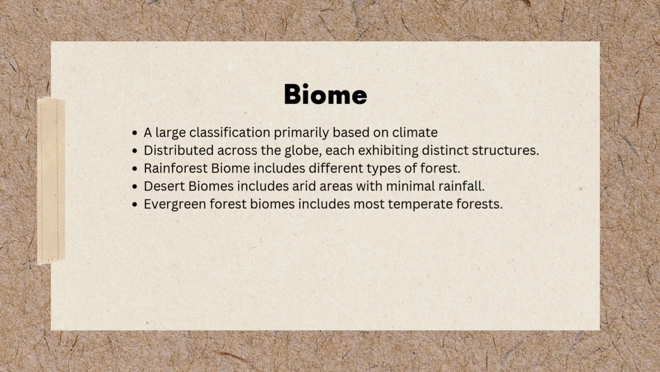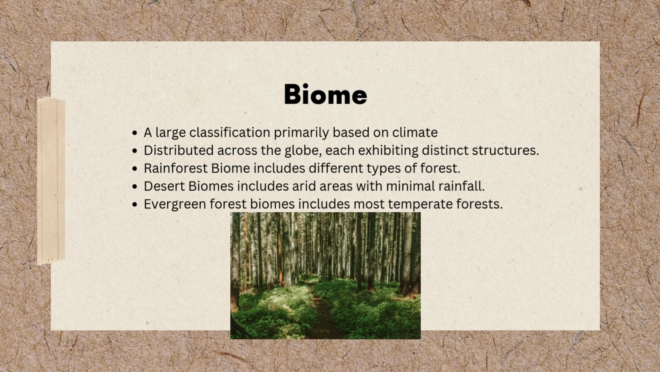When researchers categorize ecosystems on a worldwide scale, they refer to the term biome. A biome is a large classification primarily based on climate. These biomes are distributed across the globe, each exhibiting distinct structures. For instance, the rainforest biome includes various types of dense forests and is found in regions with high and consistent rainfall throughout the year.